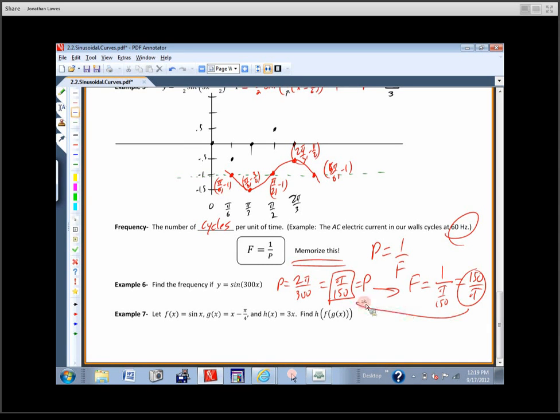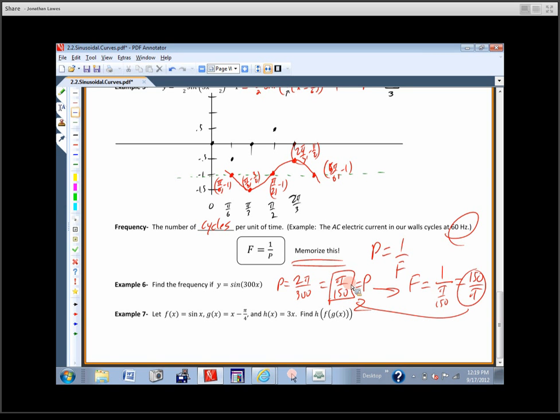What's the relationship between the two of these? If this is the period, what's this? The frequency. And what's the relationship? They're reciprocals. So if you, again, like I was just saying, if you know the period, flip it over and you've got the frequency. It's literally that simple. Okay? Any questions?